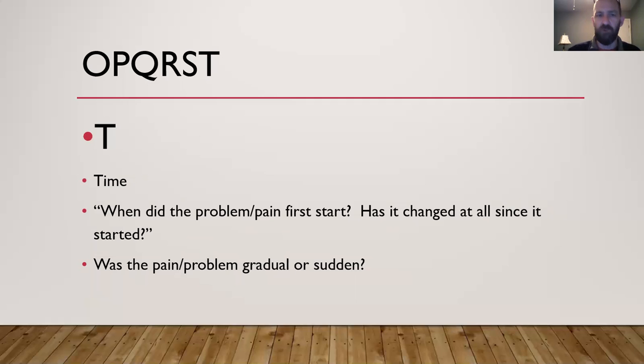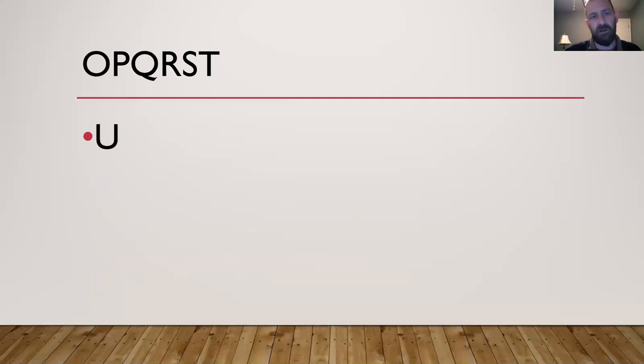All right, so that's OPQRST, and we'll give you a little bonus there. OPQRST and U. Some people throw U in here. You won't find it in the book, but some people throw U in here. And this is a great question to ask for somebody having a medical problem or a pain due to injury, things like that. What have you done to make this better?